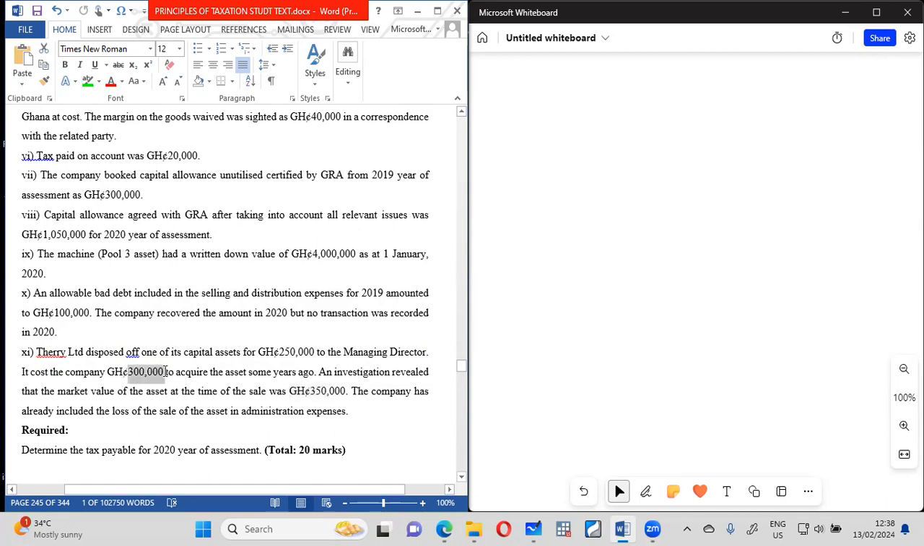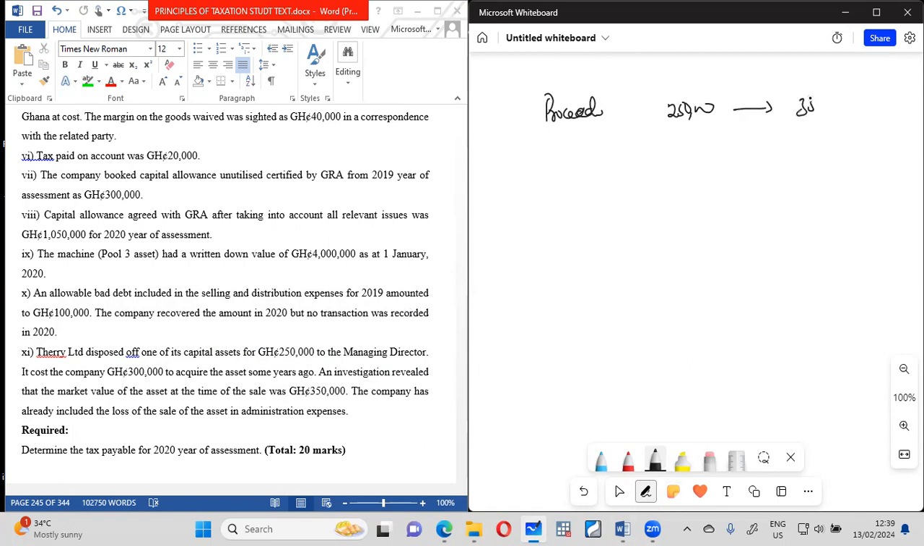So this is it, they sold it off to the manager at this price. And the cost of the asset was this, which means that an investigation revealed that the market value of the asset was this. So when they were disposing of it, the disposal proceeds were 250. But the proceeds actually should be 350. And the cost of that asset is 300. So this is 50 as a gain on disposal, which should go there.